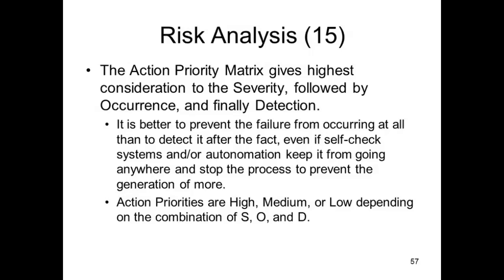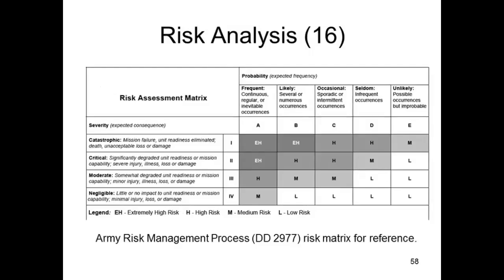The Army's risk management process does not allow a risk rating of lower than medium for a severity rating of catastrophic, even if the probability is rated as unlikely. So you can see here catastrophic would be severity of 9 or 10. Unlikely, possible occurrences but improbable, that can't be rated lower than medium.